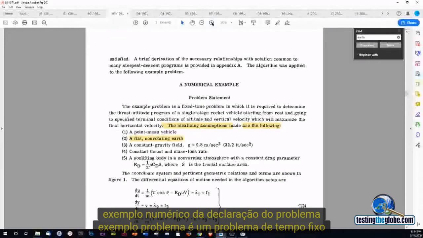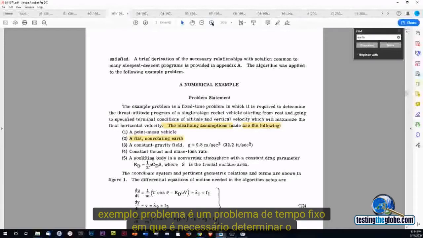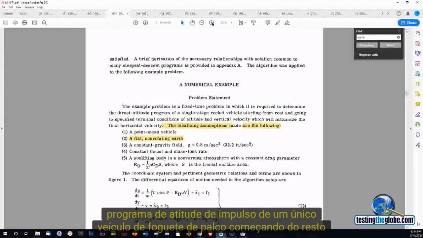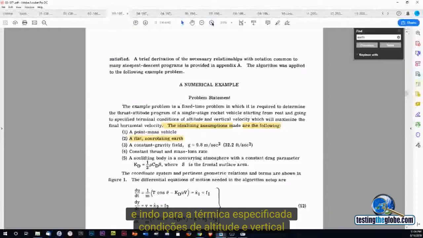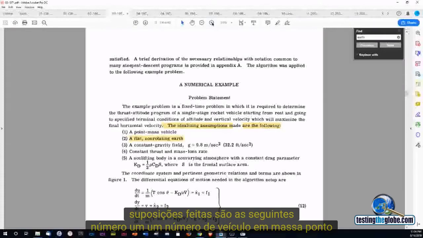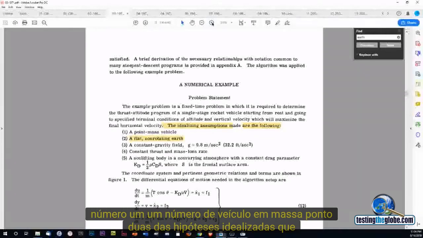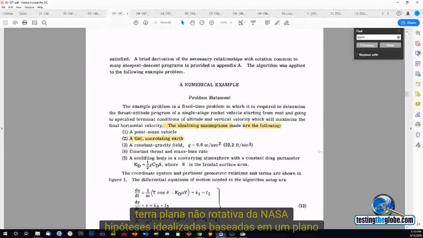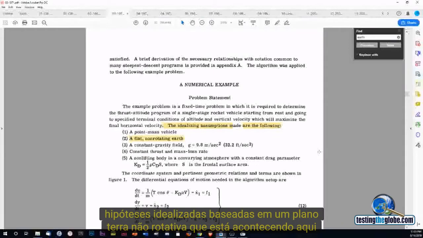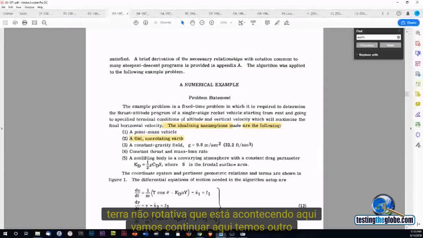The example problem is a fixed time problem in which it is required to determine the thrust attitude program of a single stage rocket vehicle starting from rest and going to specified thermal conditions of altitude and vertical velocity, which will maximize the final horizontal velocity. The idealizing assumptions made are the following. Number 1, a point mass vehicle. Number 2, of the idealized assumptions that are being made for this example is a flat, non-rotating Earth. NASA making idealized assumptions based on a flat, non-rotating Earth? What's going on here? Let's continue.